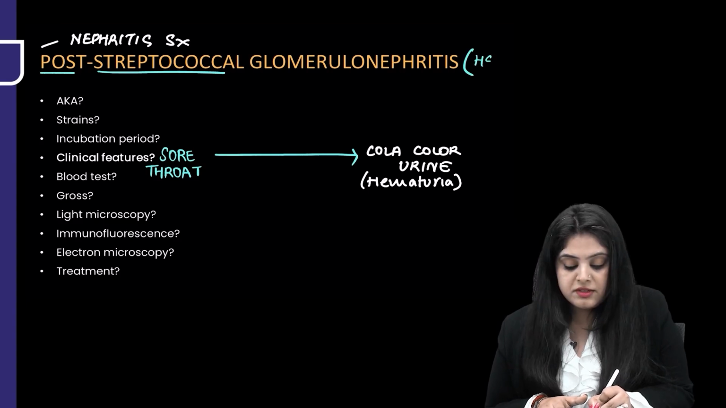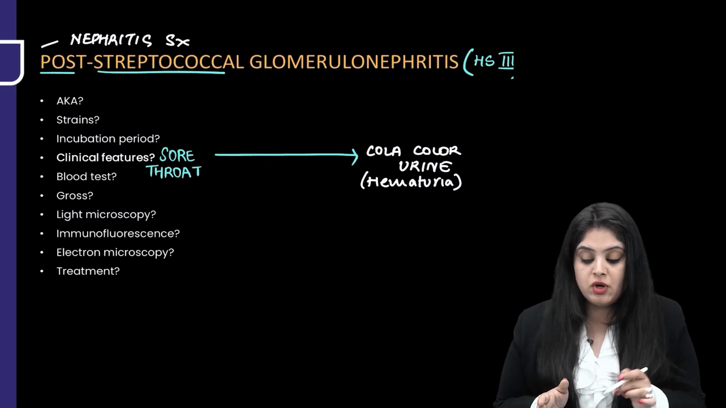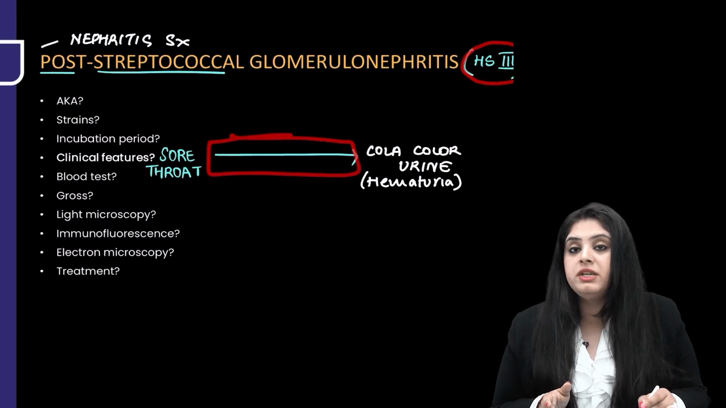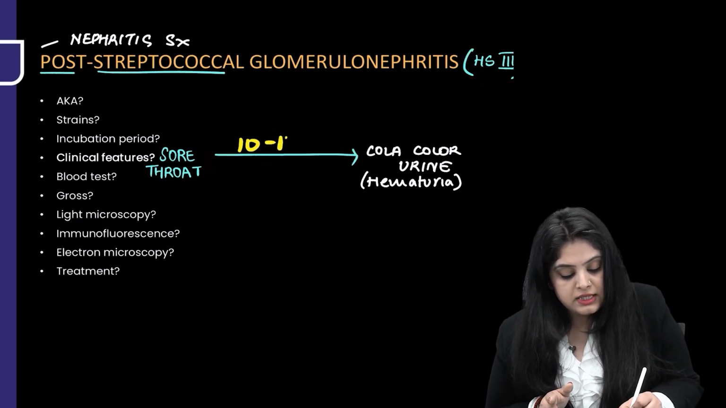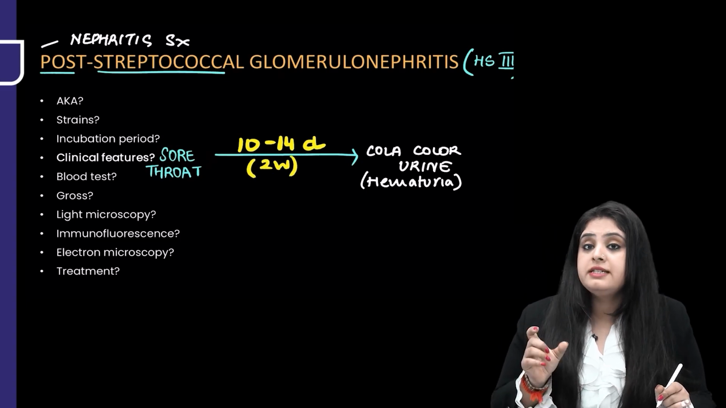It is hypersensitivity type 3, and I had given you a hint over there and made you practice a question in immunology that any type 3 hypersensitivity reaction takes how many days to manifest? It takes 10 to 14 days to manifest. In simple words, it is 2 weeks. In very simple words, 10 to 14 days.